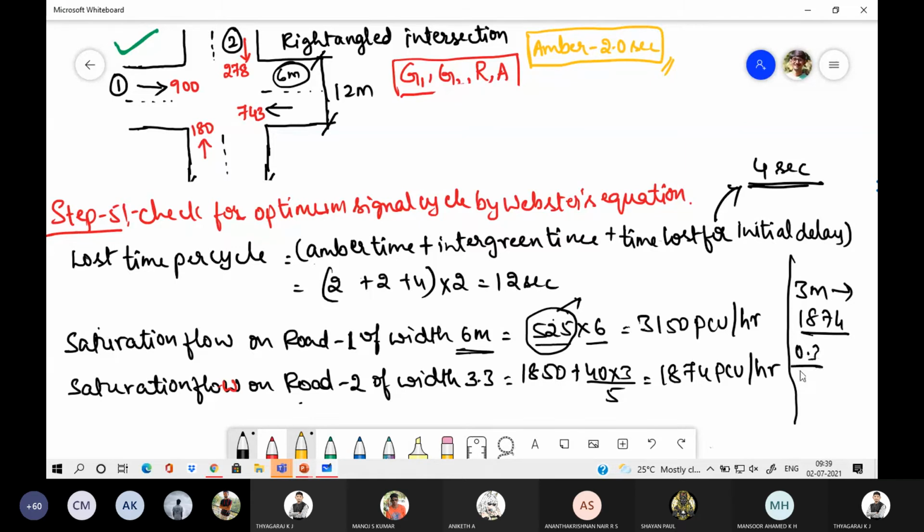For 0.3, how much are we going to calculate? The same. For 3 meter we have got 1874. For 0.3, how much have we calculated? So that is 1874.